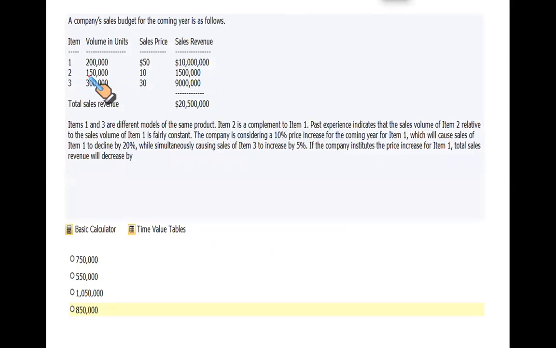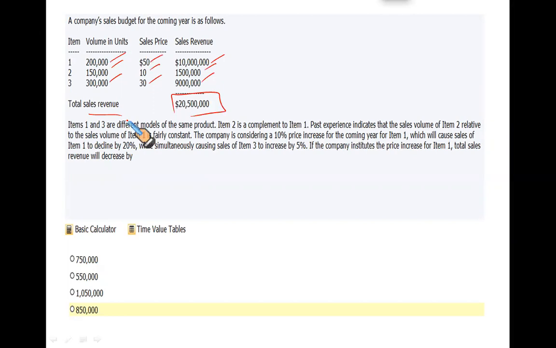We are expecting to sell 150,000 units for item 2 at a rate of 10. That is the anticipated sale revenue on item 2. Same for item 3. So we sell 3 items. These are the anticipated quantities or the forecast quantities. These are the standard selling prices. These are the expected revenues, and this is the sales budget for the coming period.